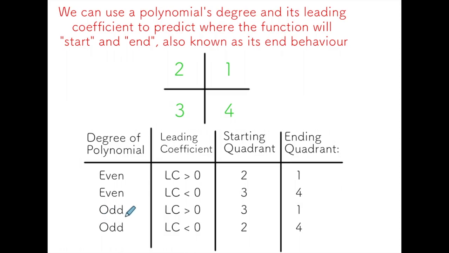And of course, if I have an odd degree polynomial with a positive leading coefficient, I should be starting in quadrant 3 and ending in quadrant 1. For example, the cubic function. If I have a negative leading coefficient, I should be starting in quadrant 2 and ending in quadrant 4. Again, thinking about your understanding of reflections, this should make intuitive sense for the cubic.